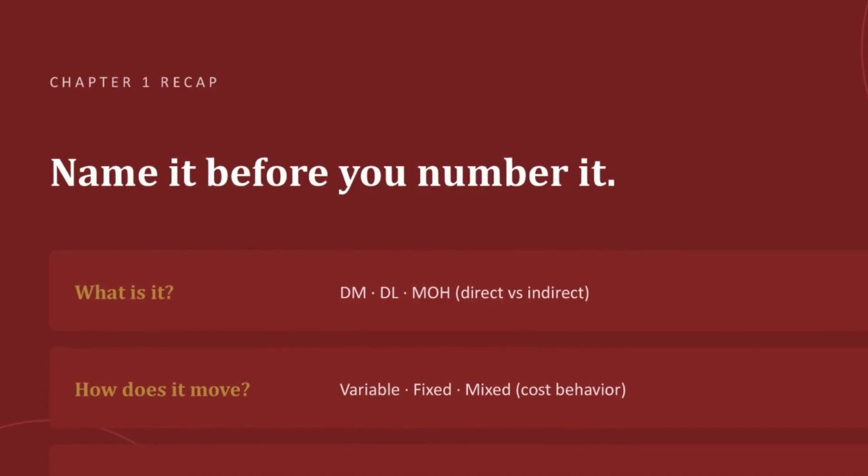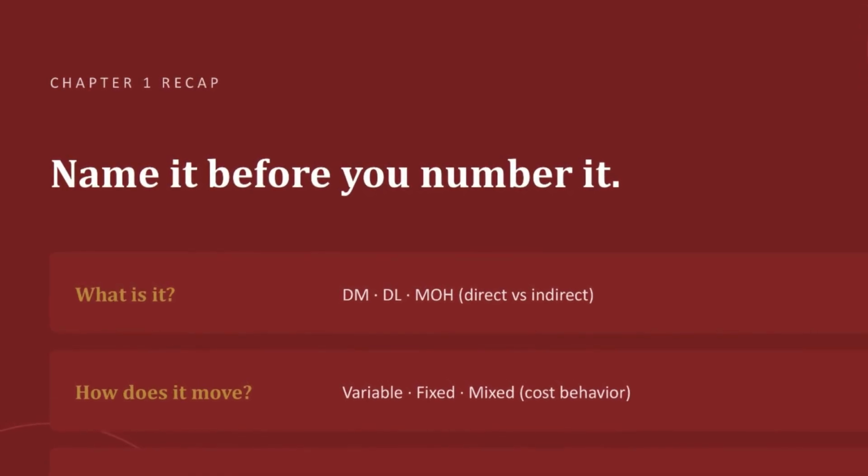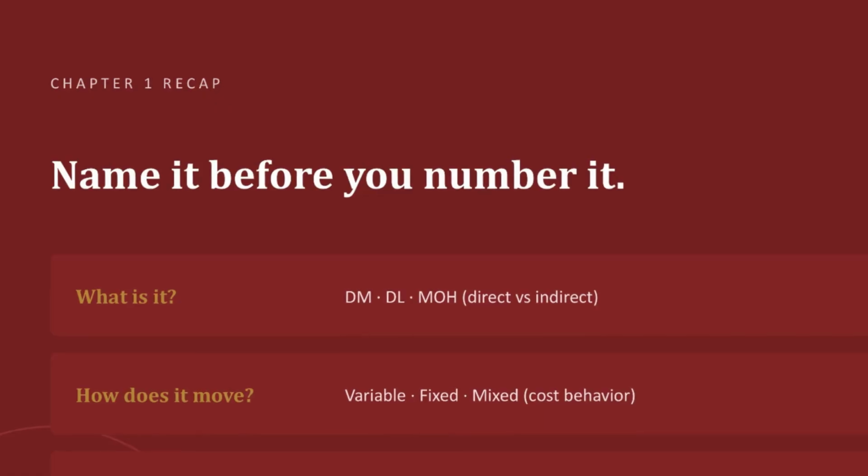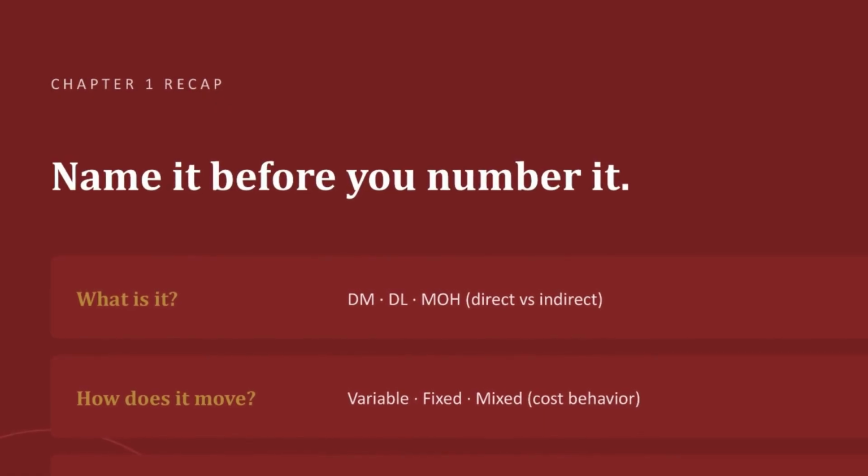Next up is Chapter 2. What did one batch cost? That is job order costing, and it is where your production tracker comes to life. See you there.